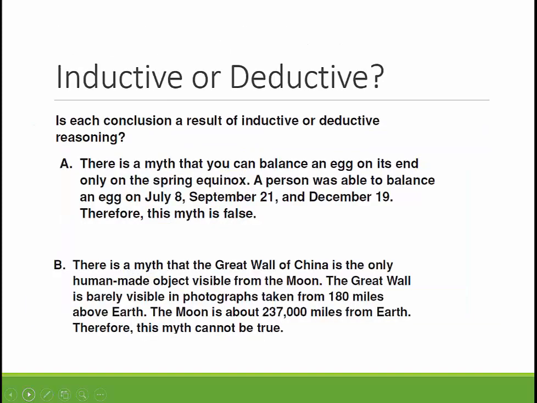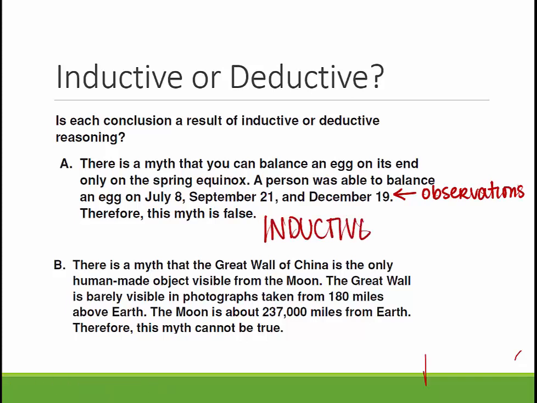So, inductive or deductive reasoning. If we read the first one, there's a myth that you can balance an egg on its end only on the spring equinox. So a person was able to balance an egg on July 8th, September 21st, and December 19th. Therefore, this myth is false. There were 3 days that they could do it, and actually none of them are spring equinox. So because this was based on observations, we know that this has to be inductive reasoning. It's not based on facts, it was based on what someone did.